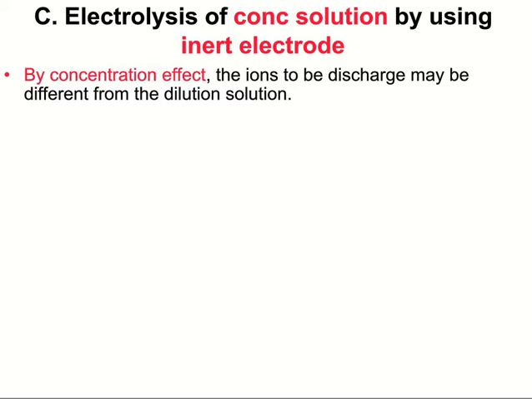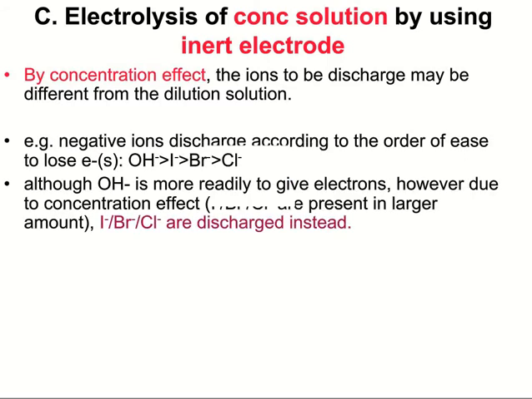Electrolysis of concentrated solution by using inert electrode. By concentration effect, the ions to be discharged may be different from the dilute solution. Negative ions discharge according to the order of ease of losing electrons: OH- greater than I- greater than Br- greater than Cl-. Although OH- ion is more ready to give electrons, due to concentration effect, I-, Br-, Cl- are present in larger amount, so they will be discharged instead.